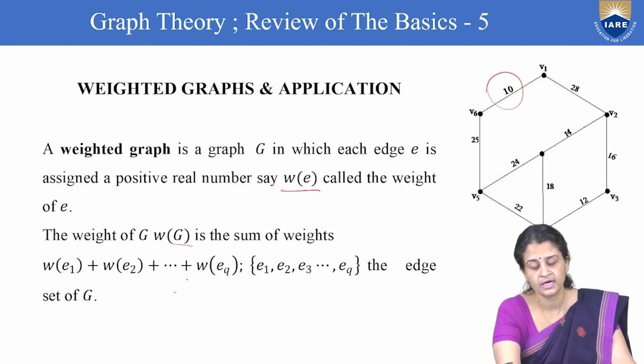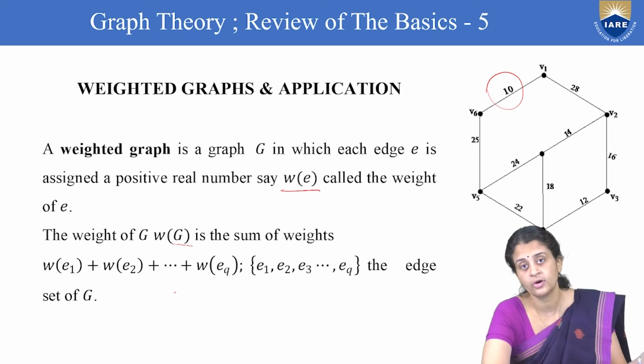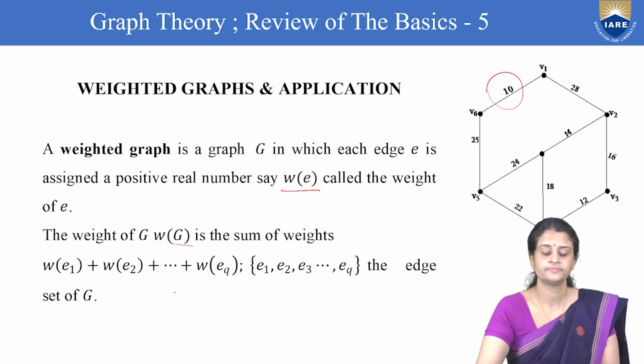That is, if G is of order P and size Q, that is, Q edges are there, and each edge is assigned a positive real number called the weight of that edge, then the weight of the graph is the sum of the weights of all the edges, that is, W of E1 plus W of E2 plus etc. plus W of EQ, where E1, E2, etc., EQ belong to the edge set of G. Okay.